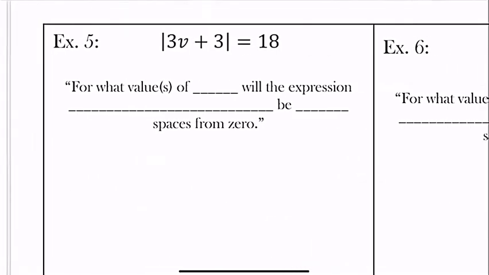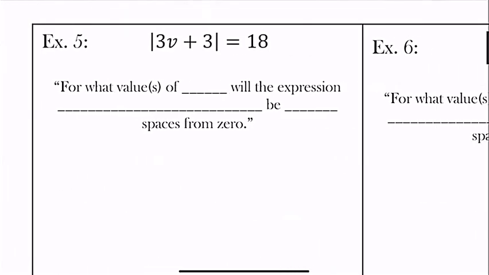If you look at the next page, we got a couple more examples. We'll do one more together, and then I'm going to give you a chance to do a couple on your own. Let's do number 5 together as well. This one, remember, first thing we're doing is looking for if there's anything outside our absolute value. There is nothing outside our absolute value, so this is just where we'd start. It says, for what value of v will the expression 3v plus 3 be 18 spaces from 0?